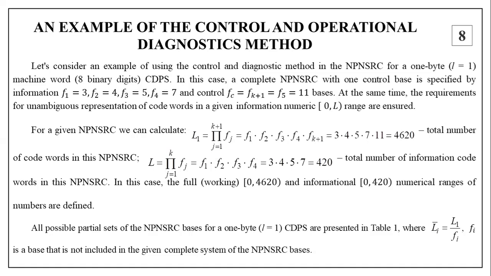Let's calculate the total number of code words and the total number of information code words in the non-positional number system in residual classes. In this case, the full working numerical range is from 0 to 4620, and the information numerical range is from 0 to 420. All possible partial sets of bases of a 1-byte number of the 1-byte computer data processing system are represented in table 1.